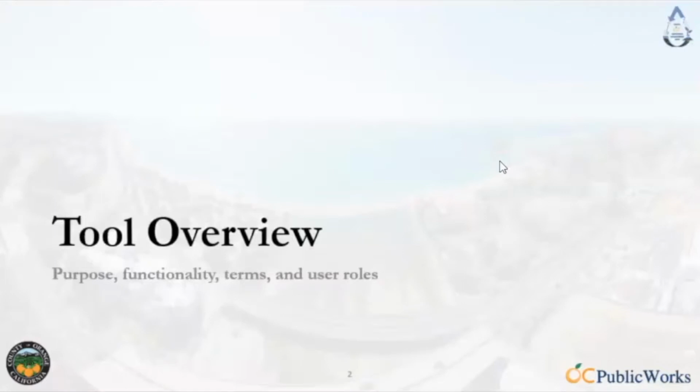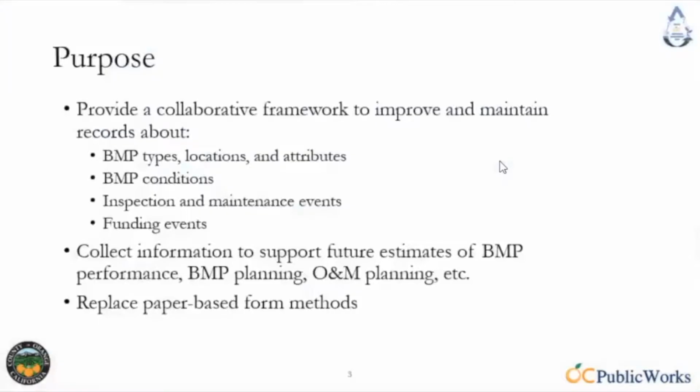So the first module will be a tool overview. And as I mentioned, the purpose of the tool is to provide this collaborative framework where everybody can work in the same system. When you enter data about a BMP, you know it's going into a place where it's going to be maintained over time. And so we're collecting information about where BMPs are, what type they are, attributes of those stormwater BMPs, things ranging from trash screens on catch basins to detention basins to wetlands, the whole gamut of stormwater BMPs.